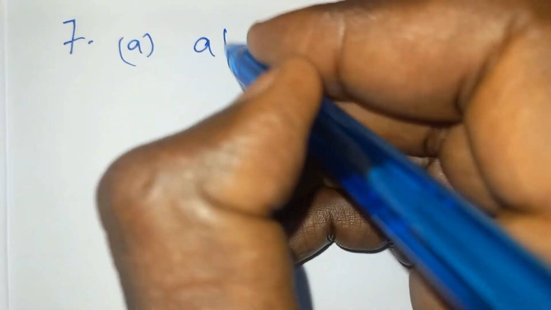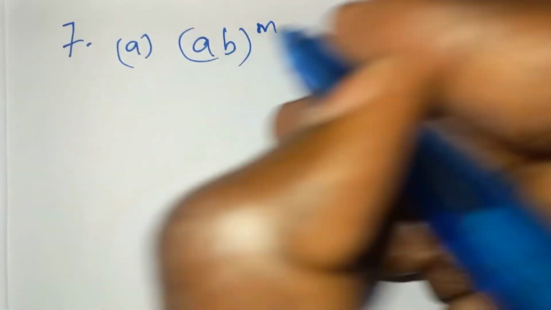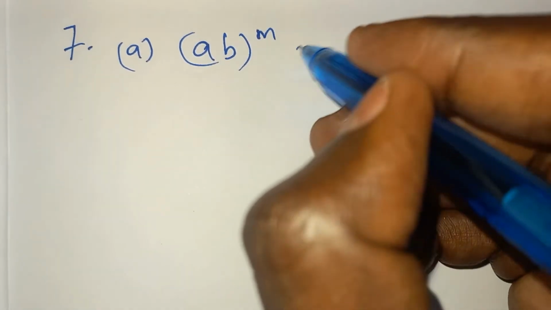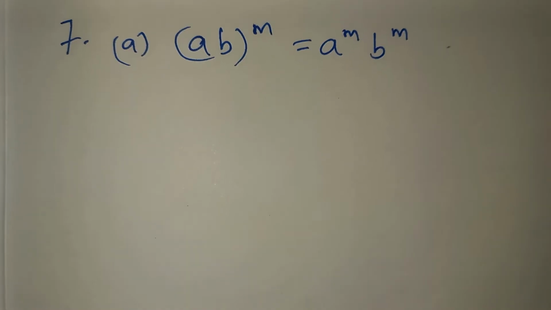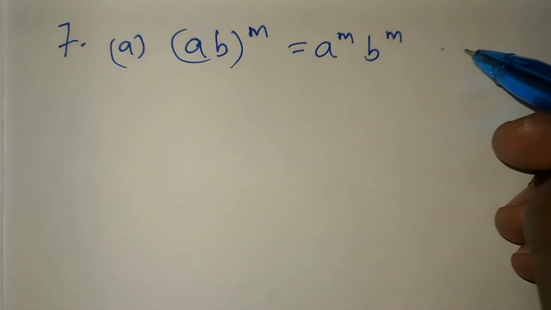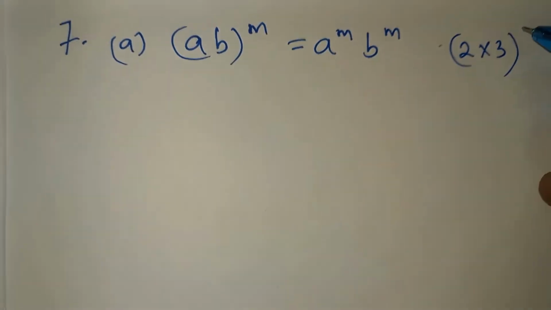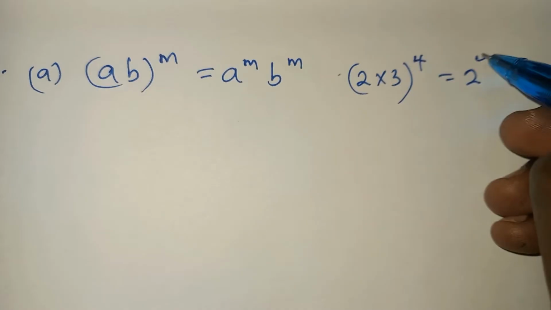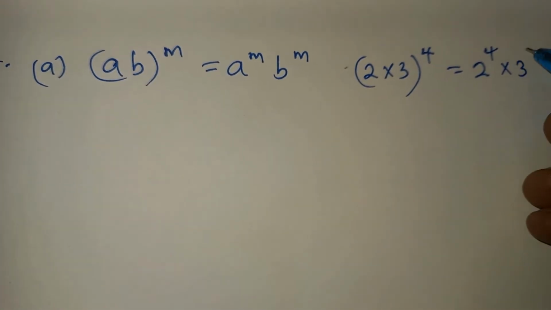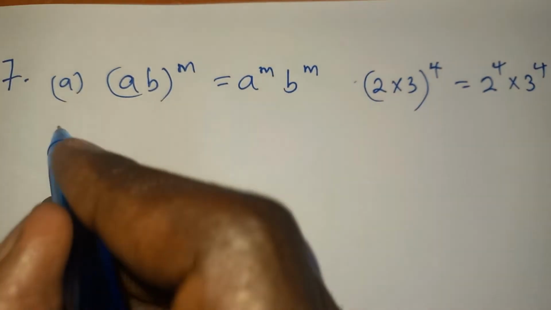Now let's look at the seventh rule of indices, and this rule can be written in two ways. We have a times b raised to the power m is the same as a raised to the power m multiplied by b raised to the power m. What this means is that if you have 2 times 3 and this is raised to the power 4, then this is the same as taking 2 and raising it to the power 4 and multiplying by 3 raised to the power 4. They'll give the same result.